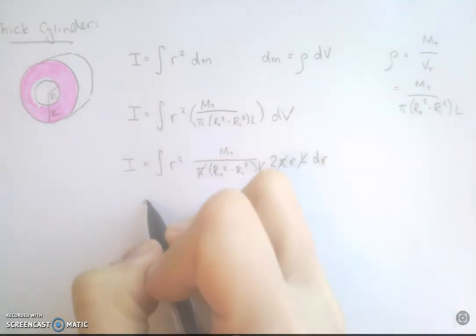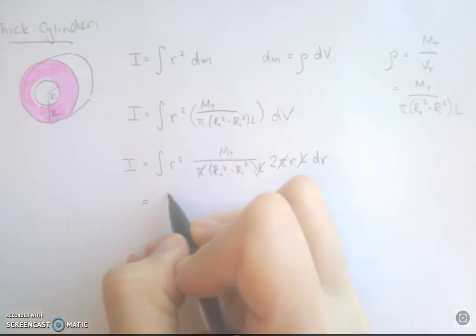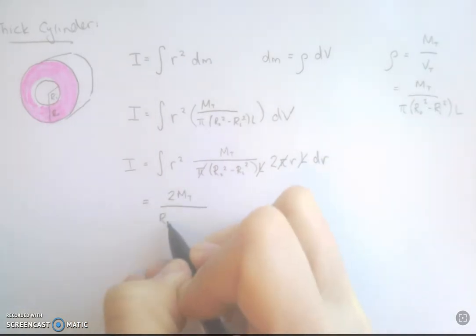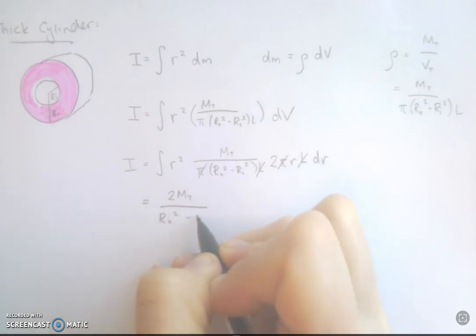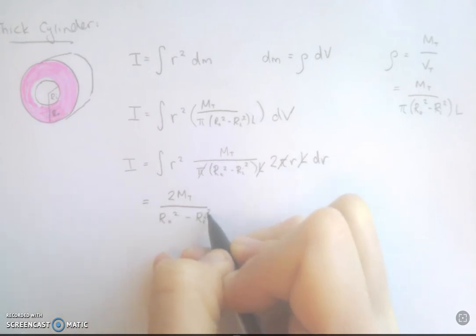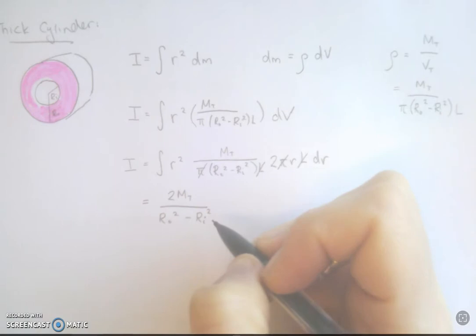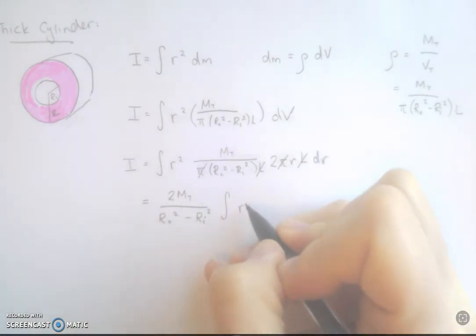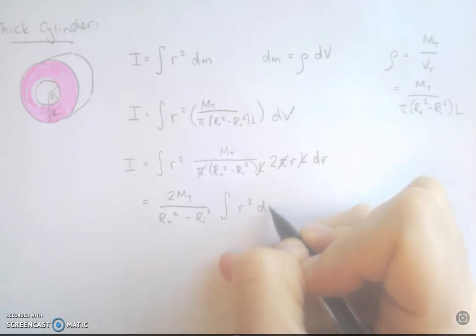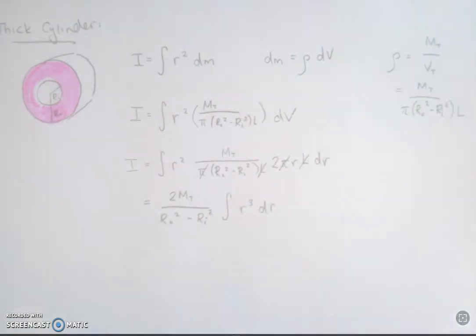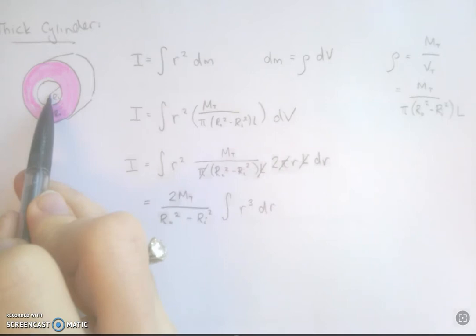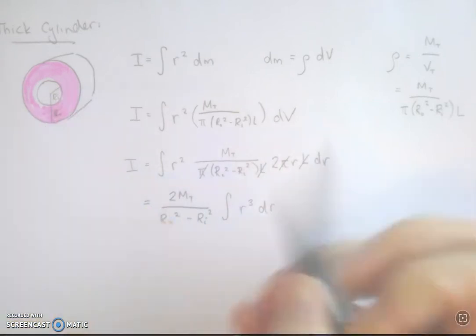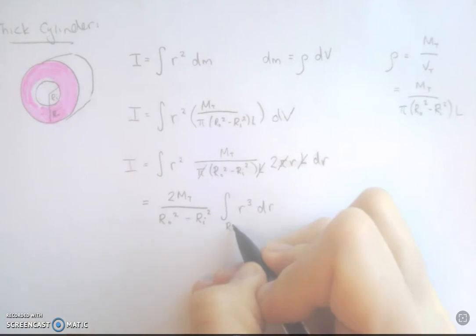we will have a much tidier looking 2M over big R squared minus little r squared, the outer radius minus the inner radius. Well, that's ugly. We will have to do something about that later. Taking the integral of r to the third dr, what are our limits of integration? We are not starting at 0. We are starting at the inner radius and going all the way out to the outer radius.